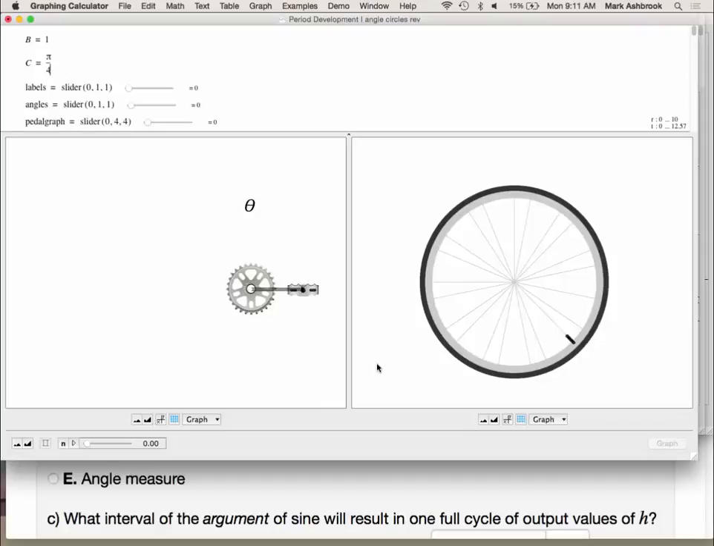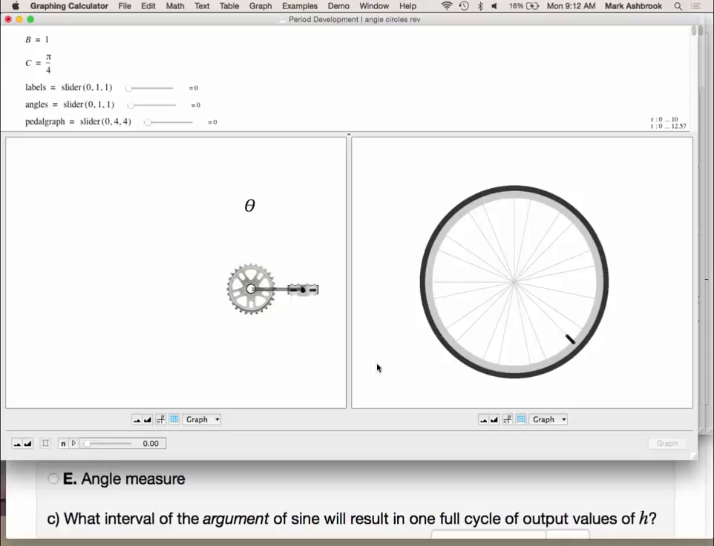Suppose that when the pedal starts at the 3 o'clock position, the tire valve is pi/4 radians clockwise from 3 o'clock, in quadrant 4. So here's the starting situation, before we start turning it, up on the screen. Let theta equal the angle measure of the pedal counterclockwise from the 3 o'clock position. So theta is our angle measure turned by the pedal, the one on the left.